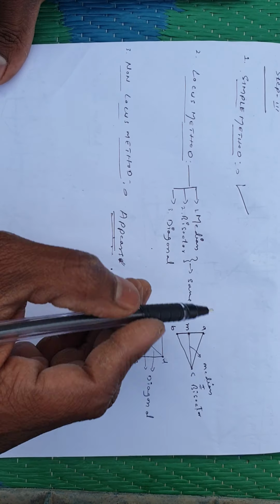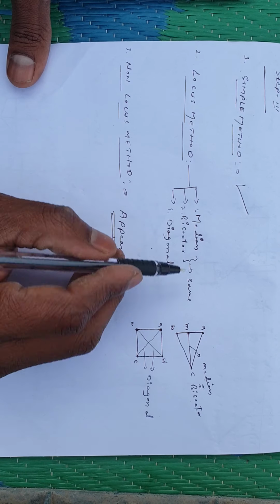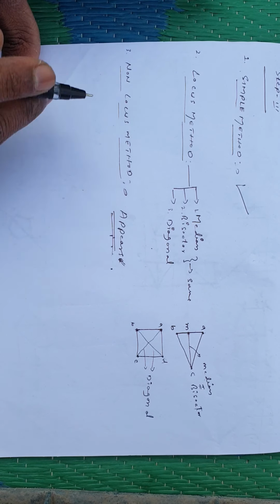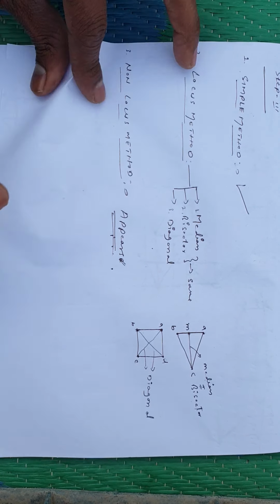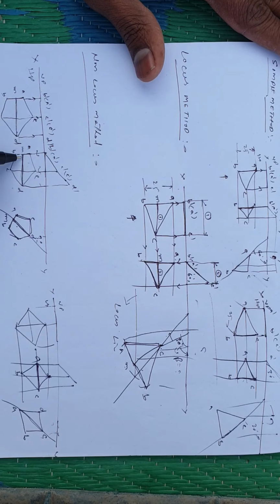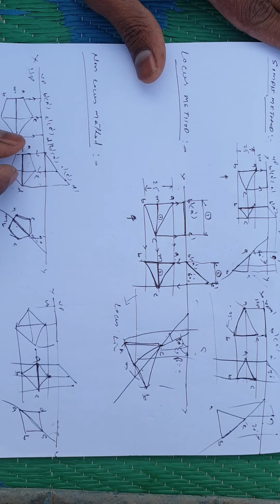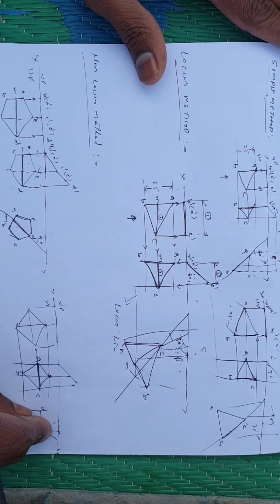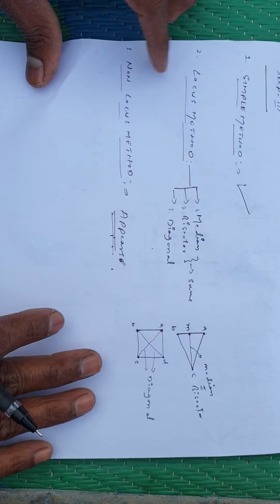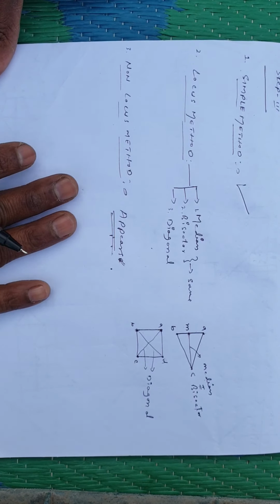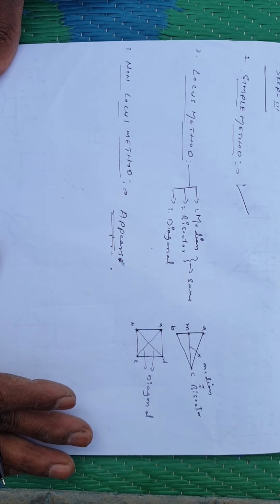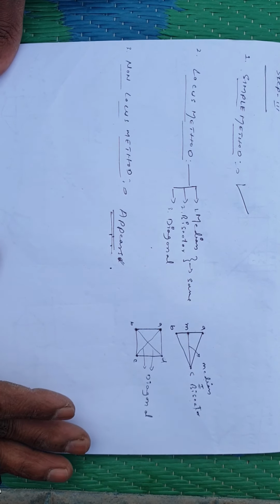And if along with the median, bisector, diagonal, the word appear is given, then the third step should be completed by using the non-locus method. In the non-locus method, whatever the median or bisector, that line should exactly coincide with the given line. That is the non-locus method. This is the concept for the third step in projection of plane surfaces. Please practice. Thank you one and all.